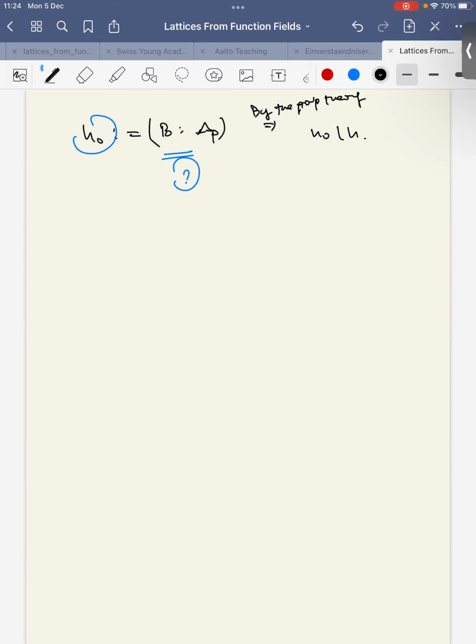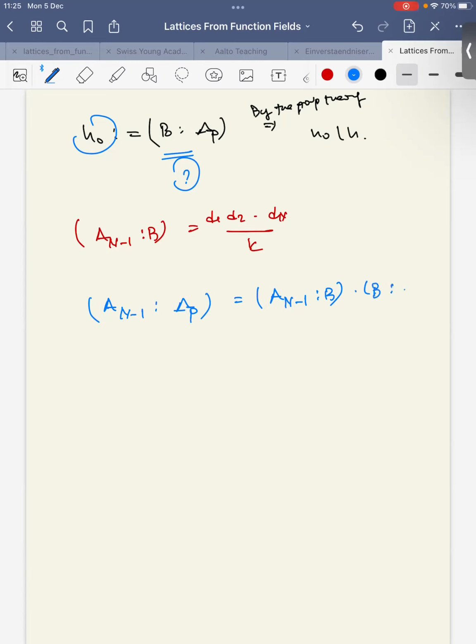And indeed, by using the equality An minus 1 B over K, we can denote the index of our function field lattice inside of An minus 1 as the product of the index of B inside of An minus 1 times the index of the function field lattice, delta P, inside of B. By these computations, we can write down this index explicitly as the product of the degrees we fix over their greatest common divisor times H0.